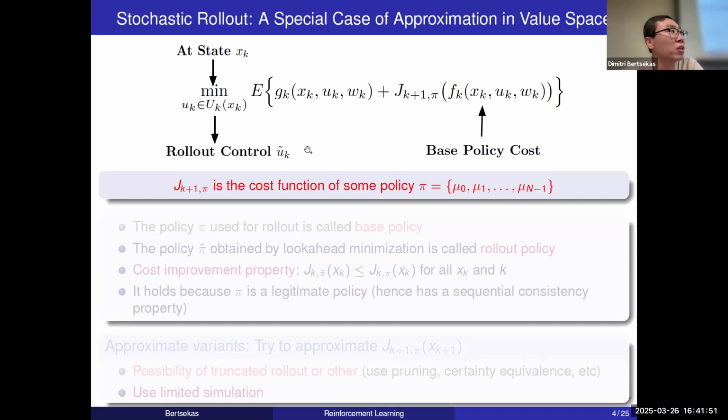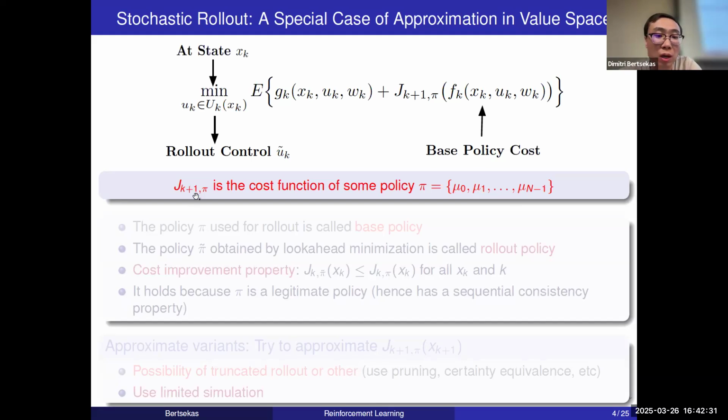And we will focus on the case where this function is the cost function of a base policy, pi. Recall that given a finite horizon optimal control problem, pi is a sequence of functions that, at each stage, given a state, prescribes a control that satisfies the control constraint set. So we focus on the case where this function is the cost function of a policy, which we call the base policy.